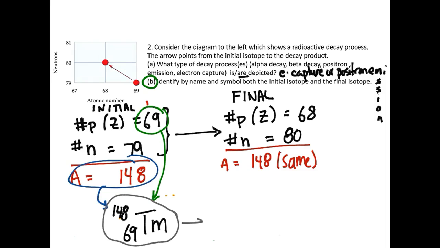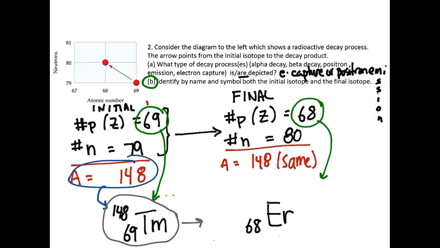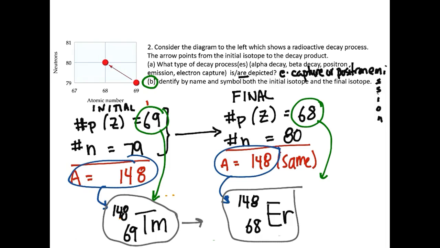That's the initial isotope. The final isotope has an atomic number of 68. So we'll write that in the lower left corner. We'll look up what that is. That's just to the left here, erbium. We'll write that symbol, and we're going to write the mass number in the upper left-hand corner. And that is the final isotope, and we'll circle that. So that's the answer to part B.